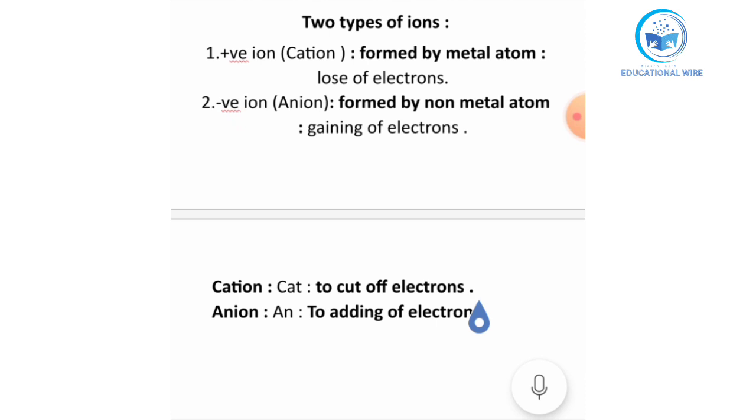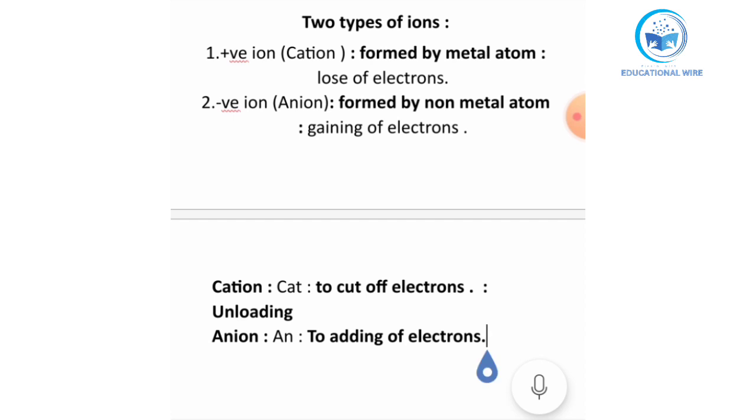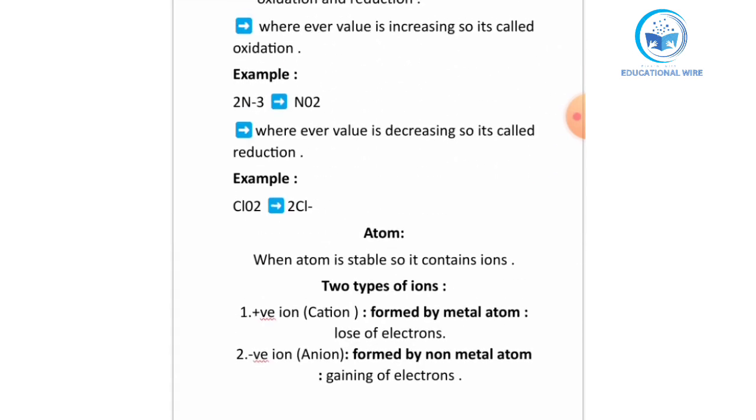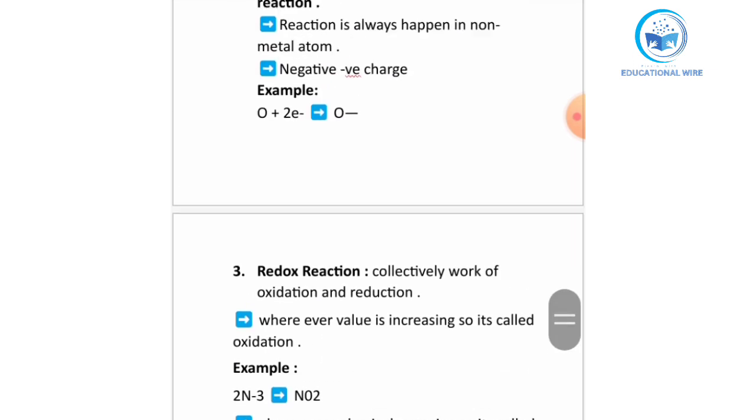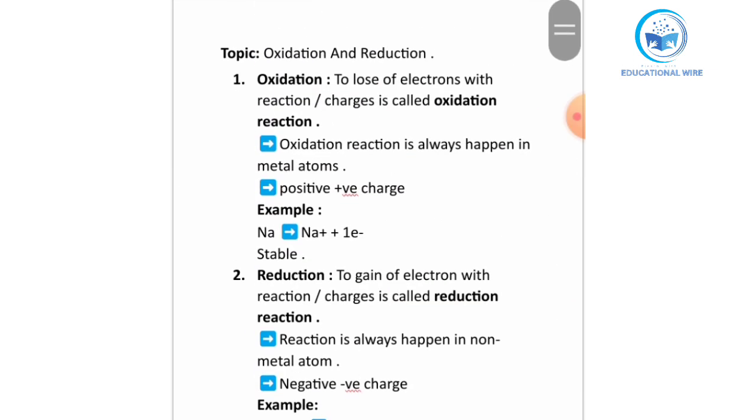You can also give these names: cation is unloading of electrons and anion is uploading of electrons. Like when we upload something, adding an electron is uploading, and cutting off the electron is unloading. So today we have discussed ions with atoms, the redox reaction, reduction and oxidation, and our topic was oxidation and reduction. Hope you all have understood, and that's all for today. Thank you so much.